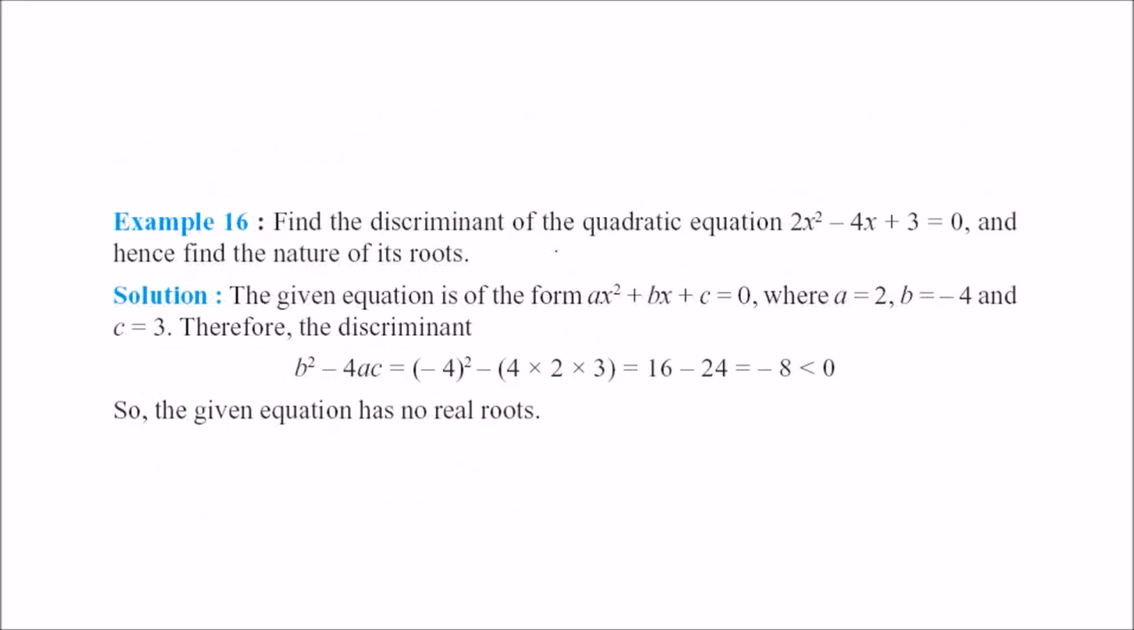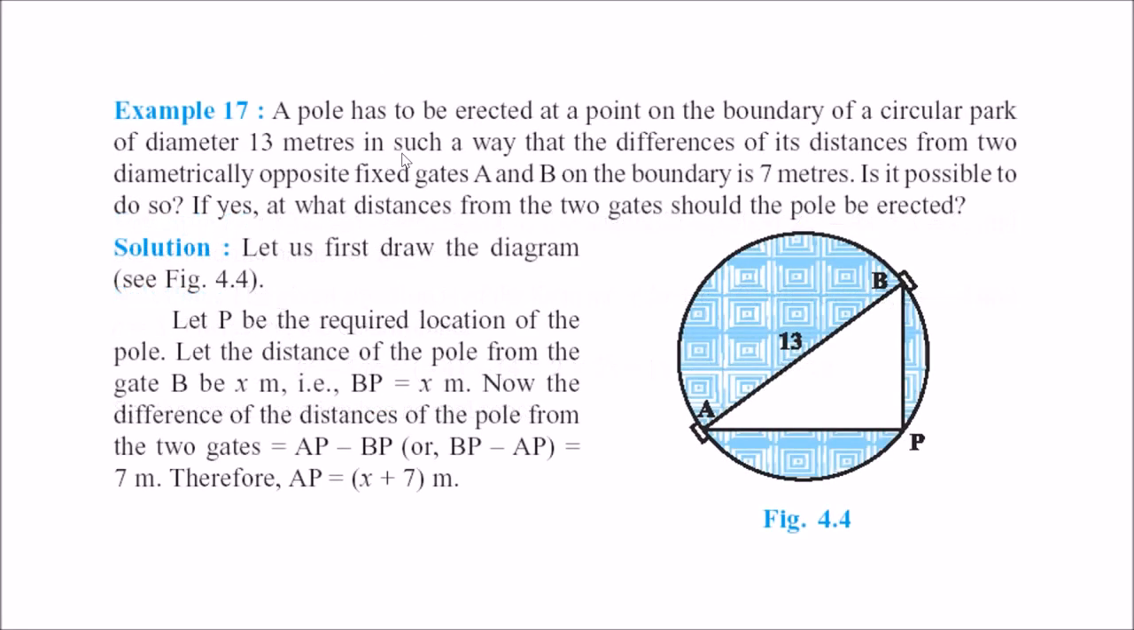We'll take an example. We have to find the discriminant of this quadratic equation and find the nature of the roots. So b square minus 4ac, you just have to find out: b is minus 4, a is 2, c is 3. b square minus 4ac, you'll get this value. This is minus 8, that means no real roots.